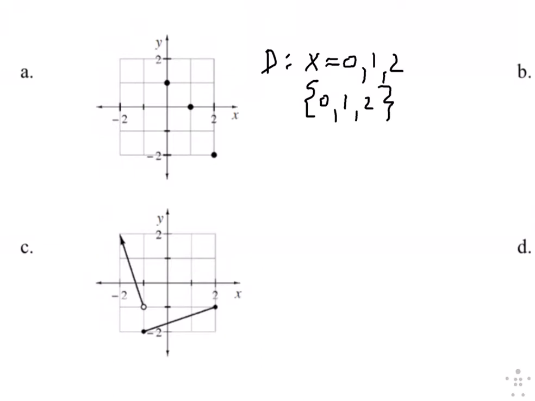Either one is fine. Okay, the range is, I'm just looking at the y's, right? Here's 1, here's 0, that's y of 0, and that's y of negative 2. So range would be negative 2, 0, and 1, right?